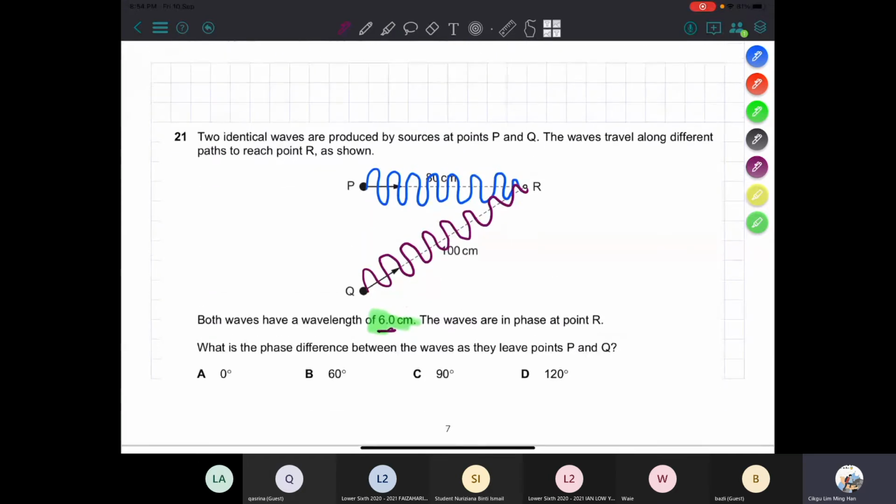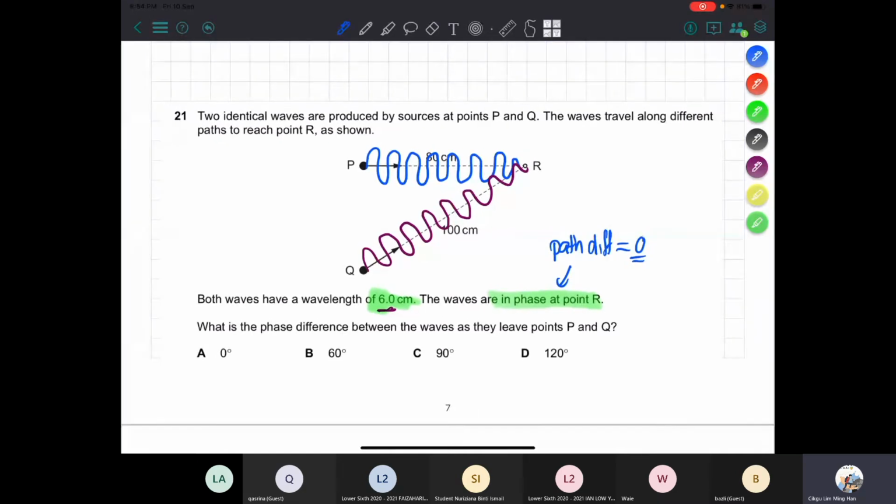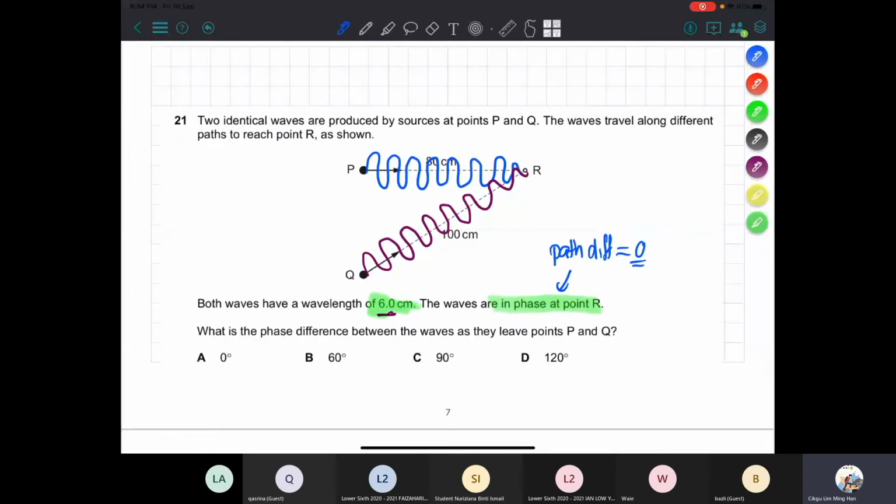The waves are in phase at point R. If they are in phase, it means the path difference must be 0. Everyone, can you take out your calculator? Can you do 80 cm divided by 6 for me? How many wavelengths are there? 80 cm gives 13.3.